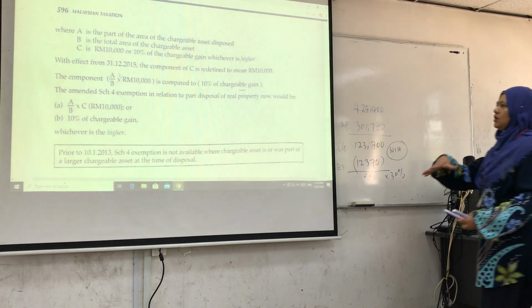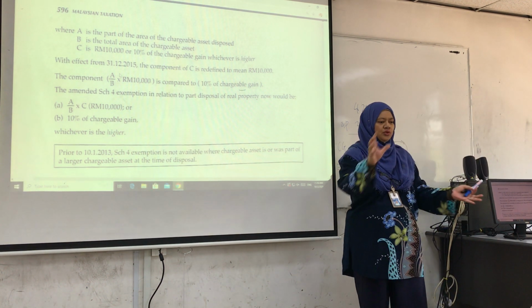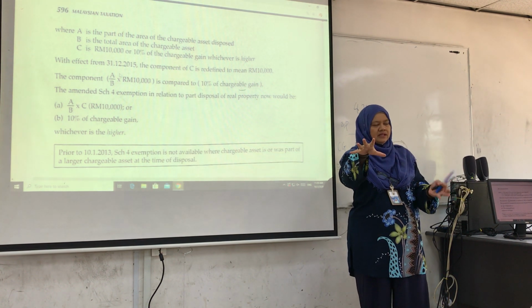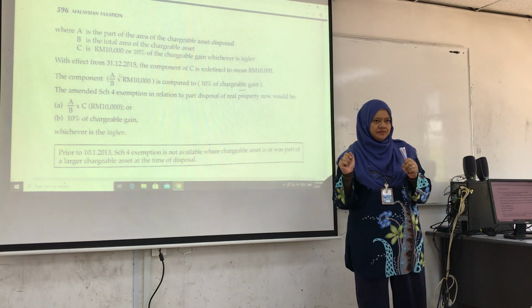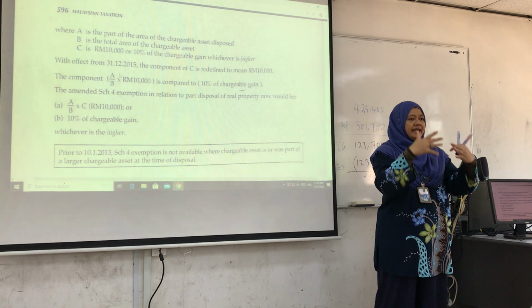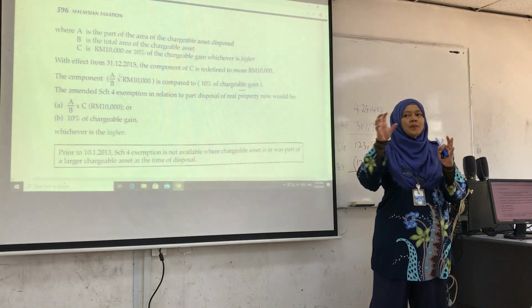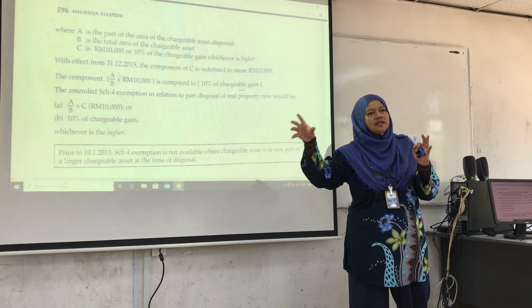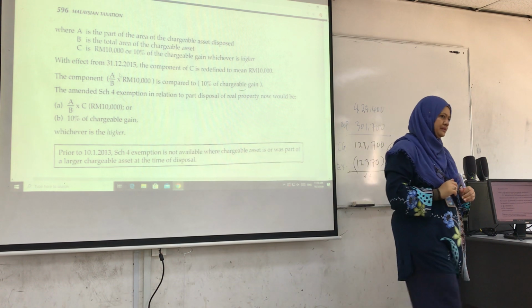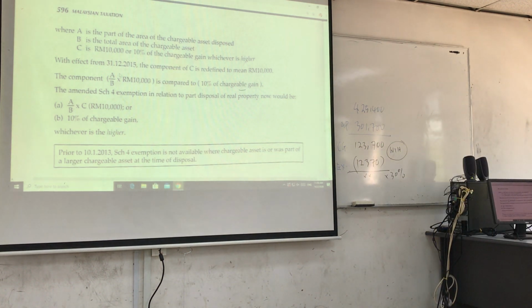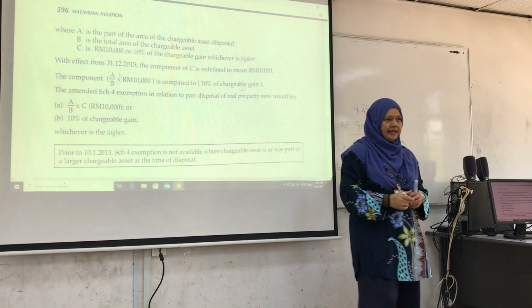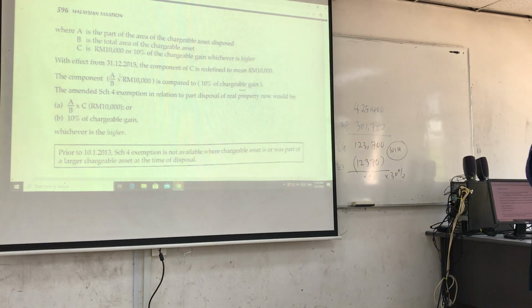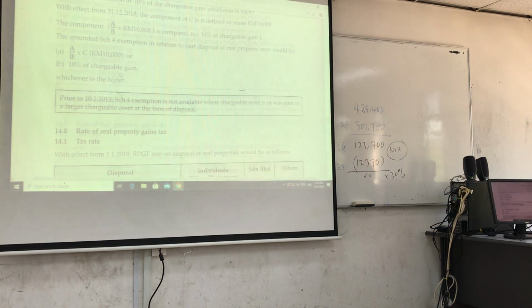So now, if you have a partial disposal, you take A over B times 10,000, and compare that with 10% of your chargeable gain, whichever is higher. That is your exemption. The amended schedule relating to part disposal will now be A over B times 10,000 or 10%, whichever is higher. That will be the exemption for a partial disposal.